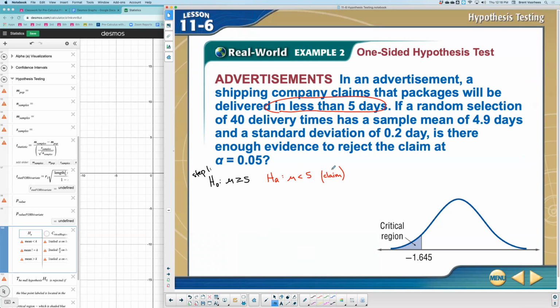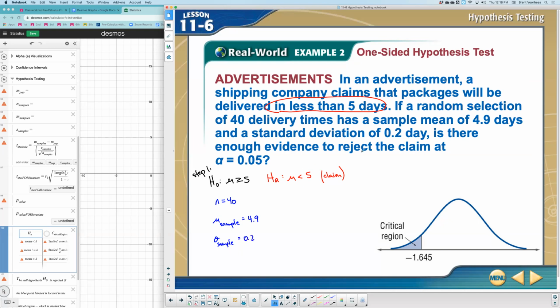Now it says a random sample of 40 delivery times. That's the number of samples, so we have n equals 40. It has a sample mean, and I'm going to write this as mean of the sample. The mean of the sample is 4.9 days, and a standard deviation of 0.2 days. So the standard deviation of the sample is equal to 0.2 days.